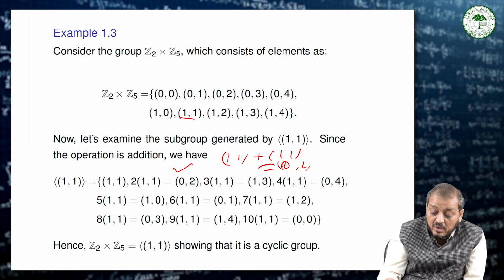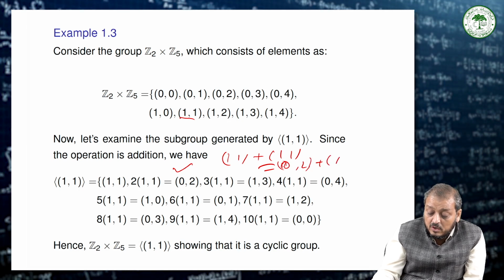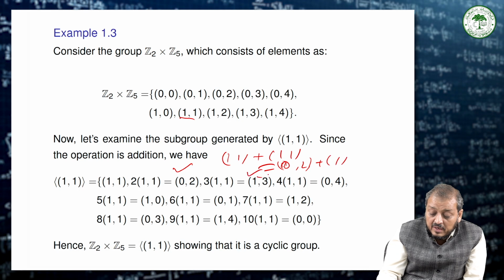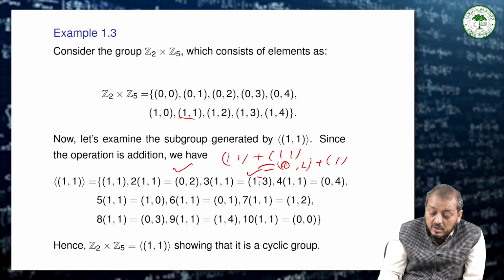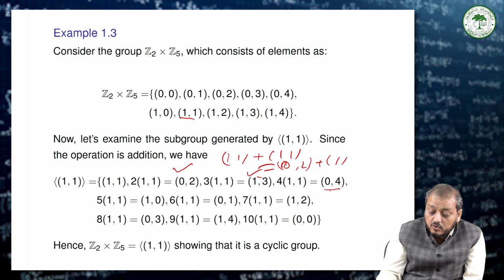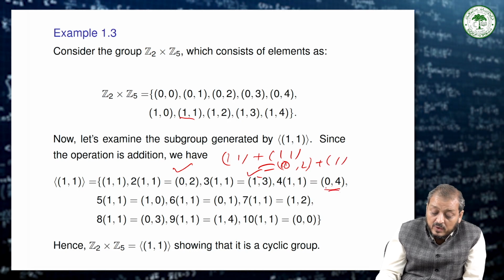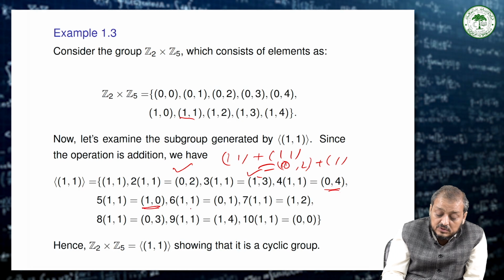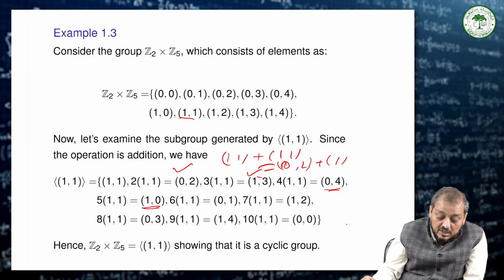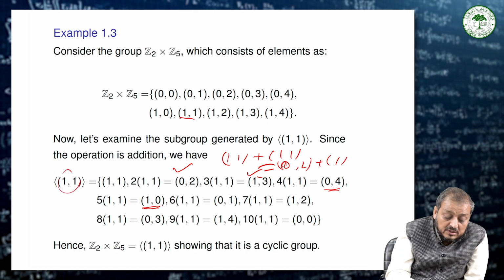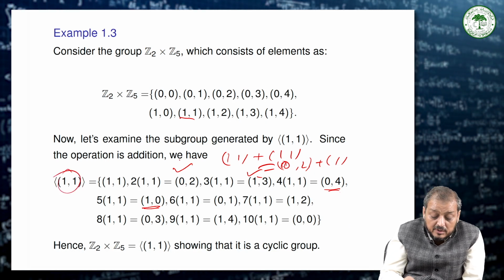Now for 3 times, adding again 1 1, you get 1 3. Then for 4 times, adding again 1 1, you get 2 which is 0, and 4, so 0 4. Adding again gives 1 5, which is 1 0. And then you take 6 times, and similarly all the other elements. Now you see this 1 1 can generate all the elements of the group.